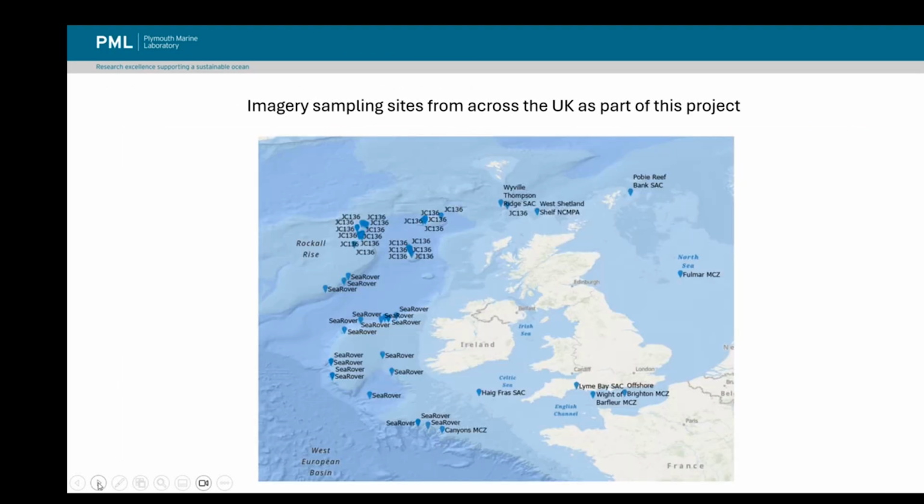And we started the project basically by putting out a data call for annotated imagery to try and pull a data set together from across the UK. So we had data contributed by CFAS, by JNCC, by Marine Science Scotland, and also by Plymouth University and Plymouth Marine Lab. And that is the extent of the data we drew, which was a great spread.